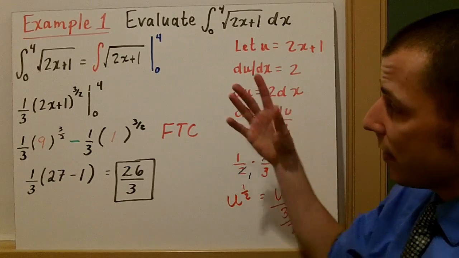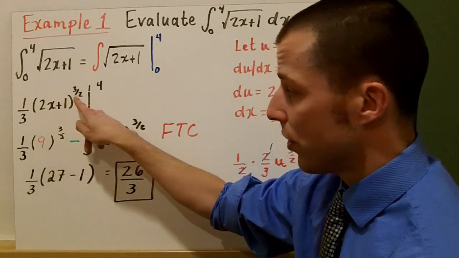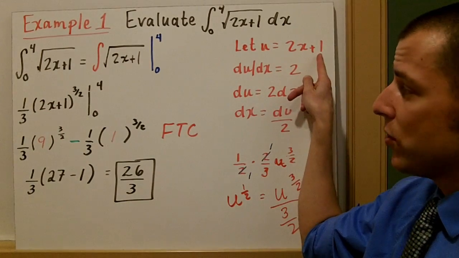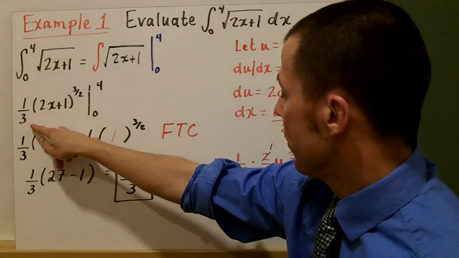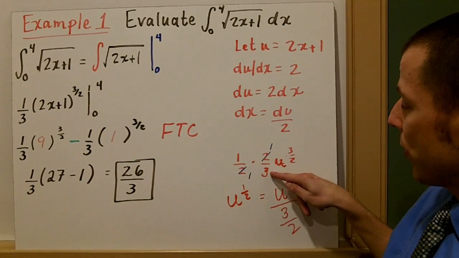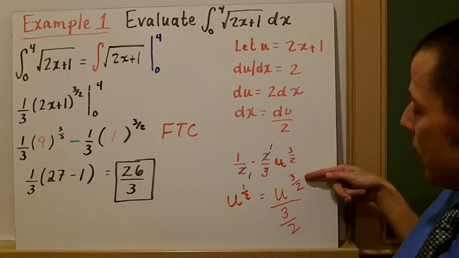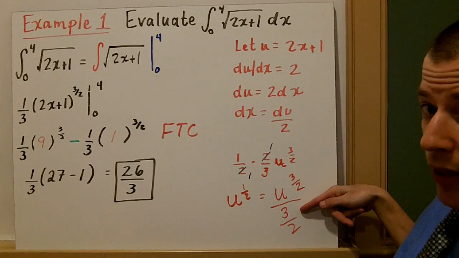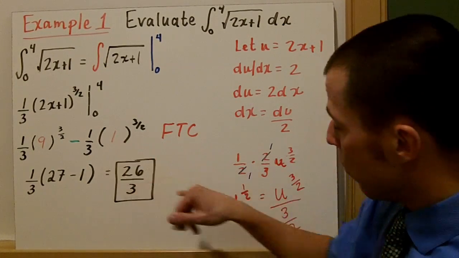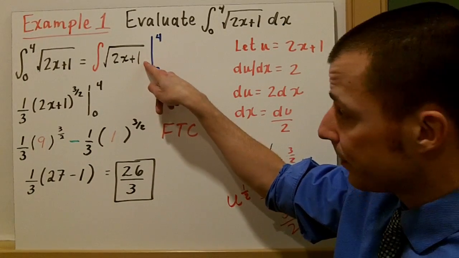Okay? And when we integrate this, we have 1/3 u to the 3/2. U is 2x plus 1, so we resubstitute that back in. This 1/3, remember, comes from taking 1/2 times 2/3 u to the 3/2. And remember that when we integrate it, u to the 3/2 divided by 3/2 is the same thing as multiplying by 2/3. The 1/2 comes from that du being substituted into dx.